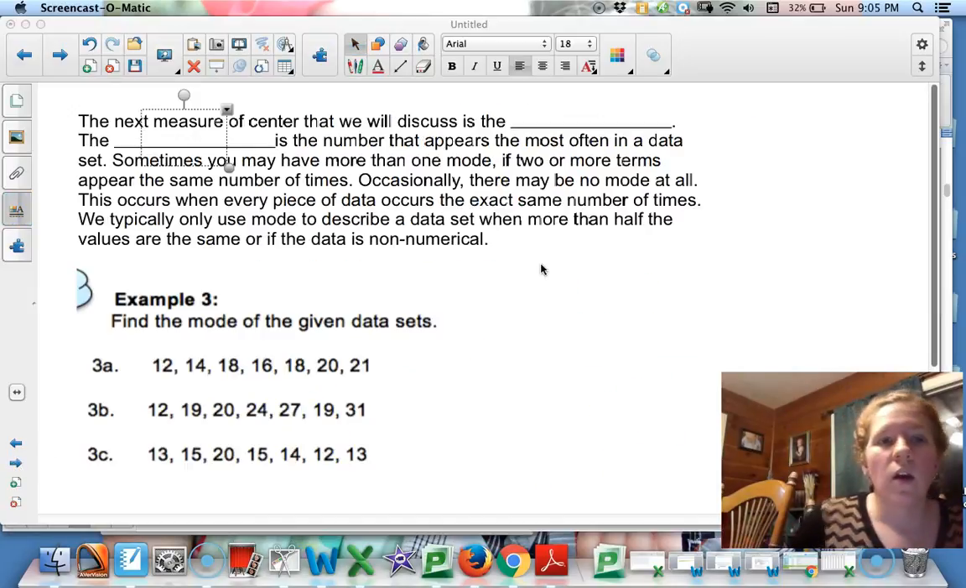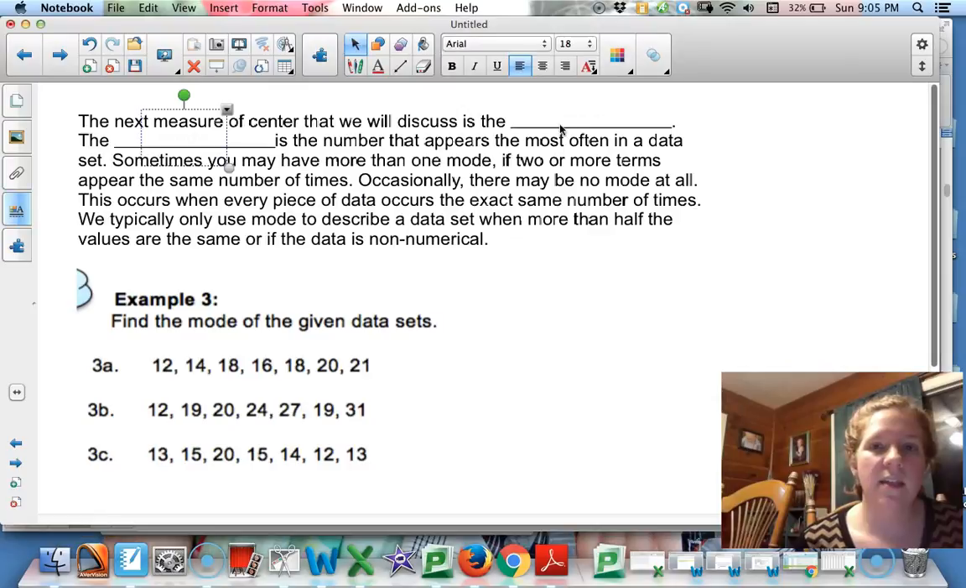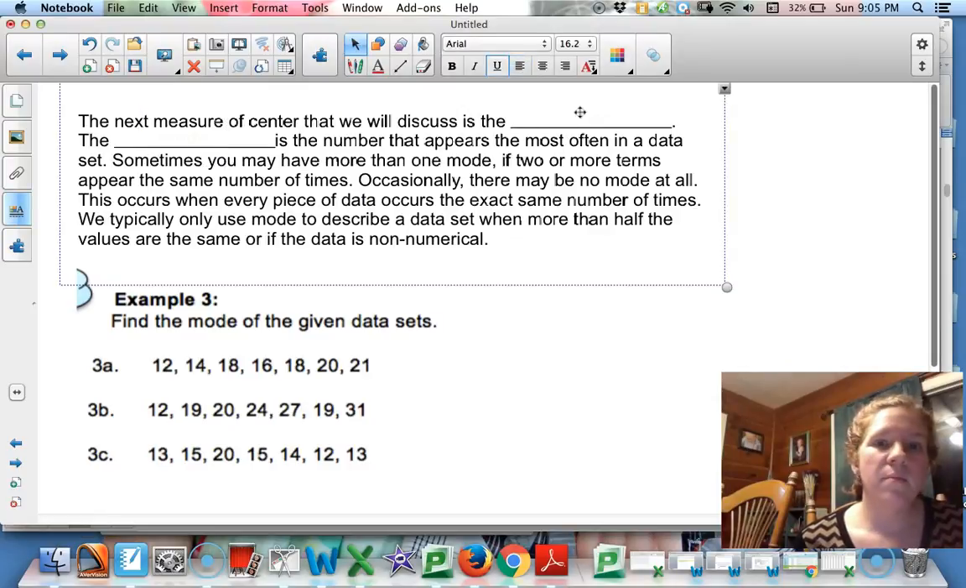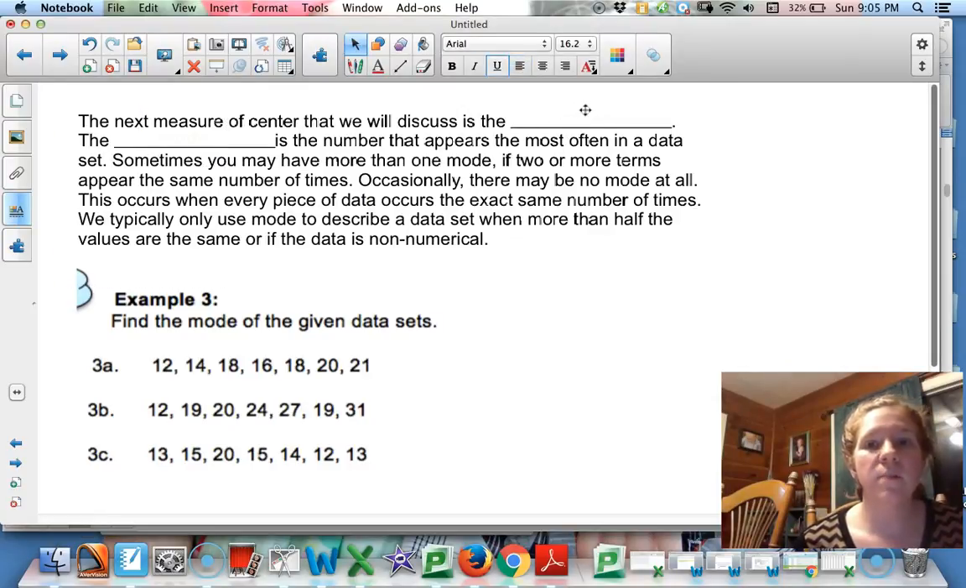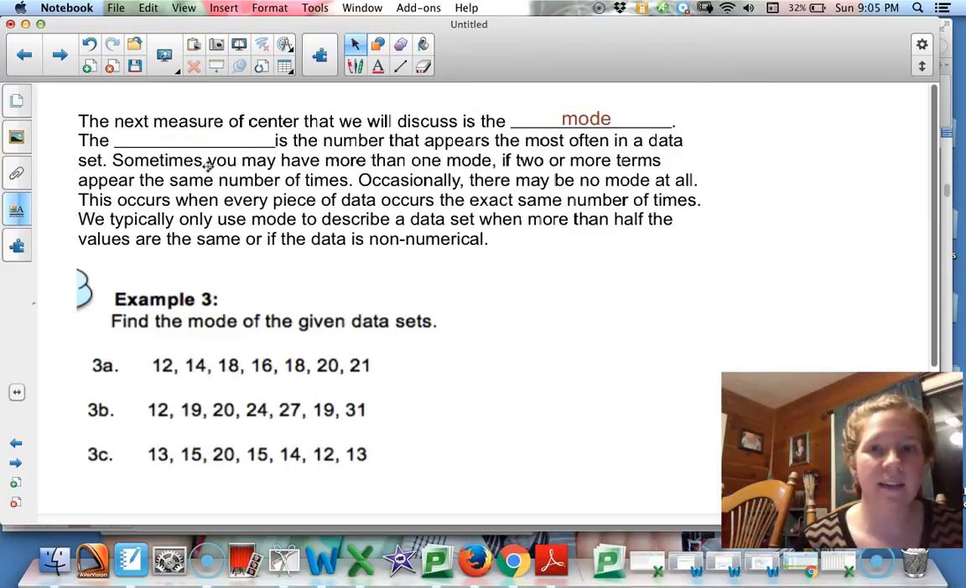Okay, so the next measure of center we're going to discuss is the mode. The mode is the number that appears the most often in a data set. It is possible to have more than one mode if you've got a tie between numbers, basically. It's also possible to have no mode at all. This is when every piece of data shows up the exact same number of times.